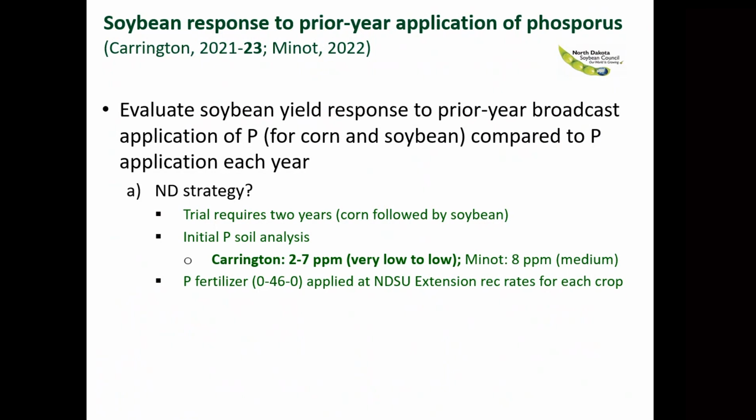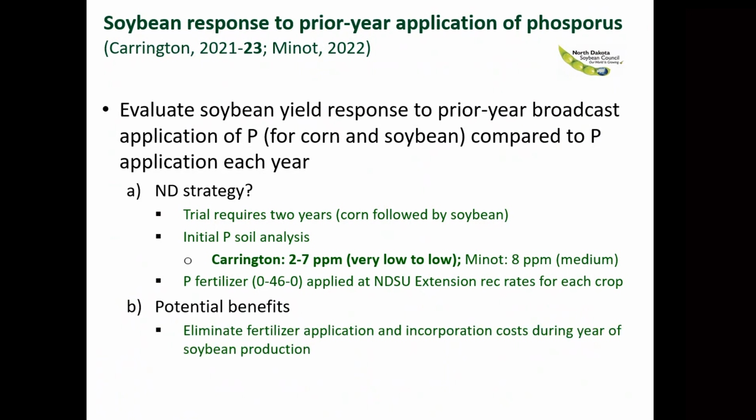Why not medium or above? Because we don't recommend phosphorus application. We don't think that you realize a yield response from that. So that was a soil analysis, in particular at Carrington, where we were low or very low, and then the phosphorus applied based on our recommendations for each crop. And you probably can realize what the benefits would be with the strategy.